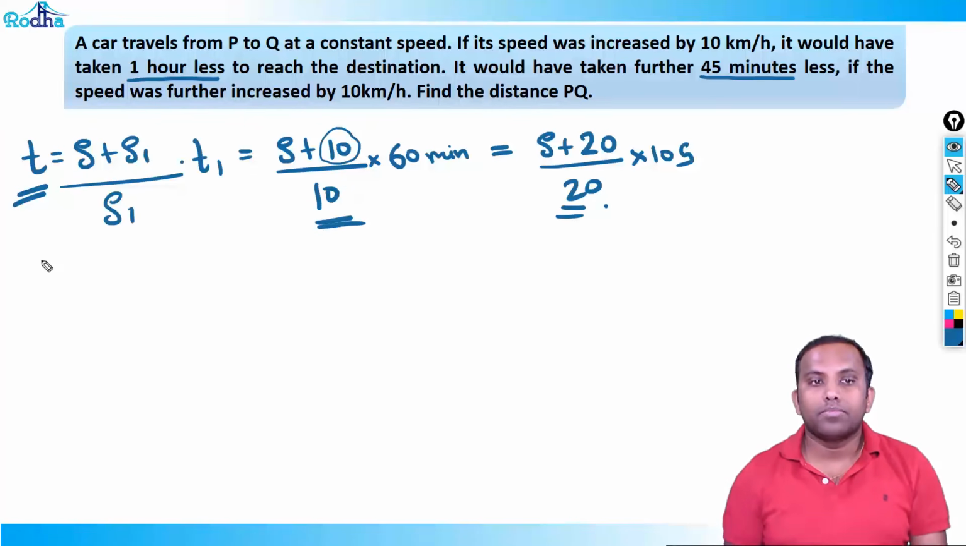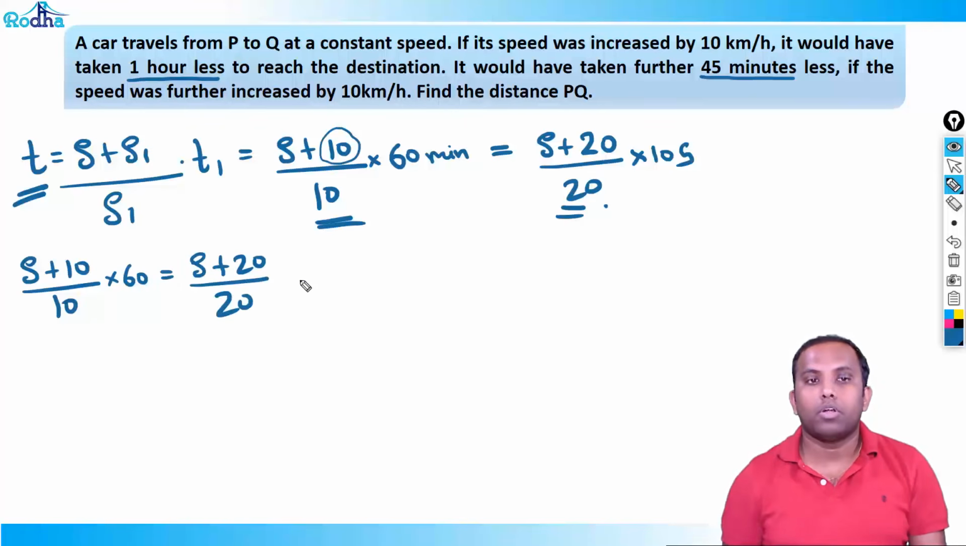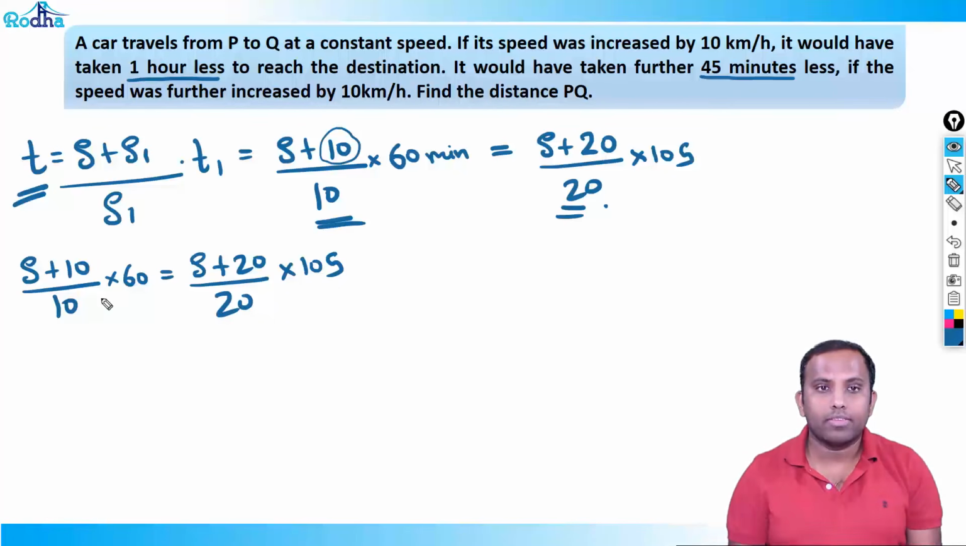So let's solve it here. S plus 10 upon 10 into 60 is equal to S plus 20 upon 20 into 105. Okay, so we can solve here for S. We don't need to convert, because S and 10, 20 are already in kilometers per hour, and this 60 and this 105 are both in minutes, so minutes will get cancelled. No need to convert into hours.